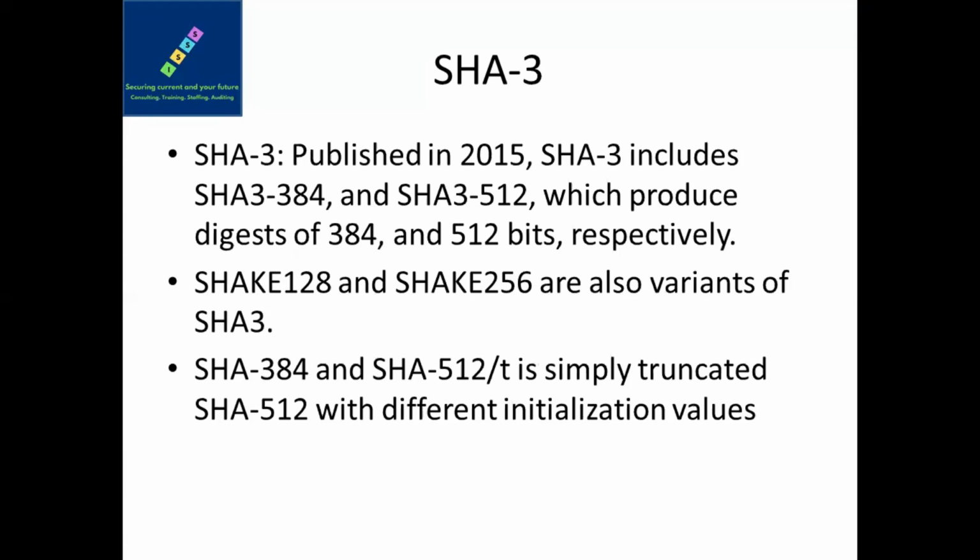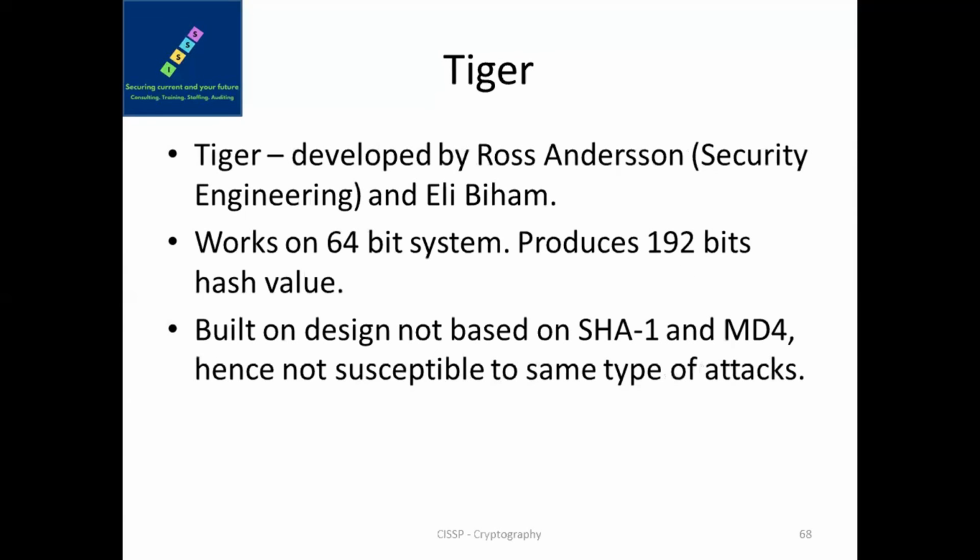The same goes with SHA-3 also. 2015 is what we had, the SHA-3. So SHA-3 384 and SHA-3 512 fall in the same family. And again, SHA-384 is a truncated variation of SHA-512. So this is on your hashing.